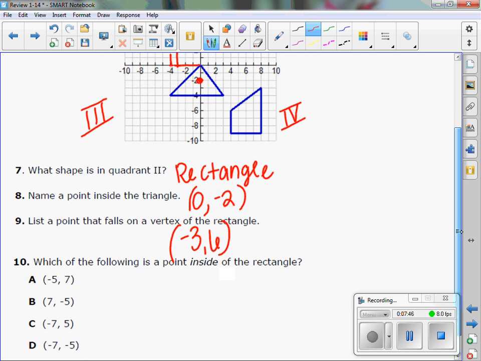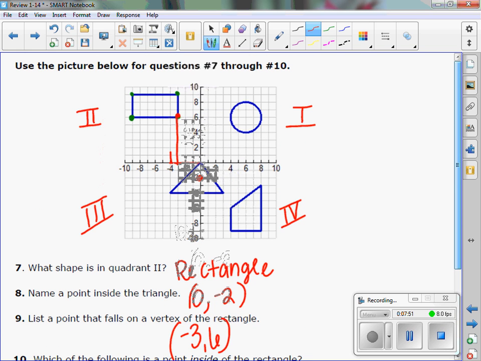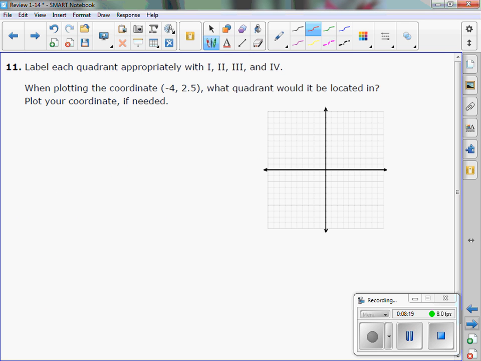Which of the following is a point inside of the rectangle? Negative 5, positive 7. Negative 5 up to positive 7 would be right here. Well, yep, that's in the rectangle, so let's say that would be our answer choice. Just to save some time, we're going to pretend for a second that we worked through B, C, and D and found that none of those were in the rectangle. But on your actual test, you're going to want to make sure that you go through all the answer choices. Even if you think you found the correct answer at A, double check and go through B, C, and D just to make sure, because you could have made a mistake and A really could not be the right answer.